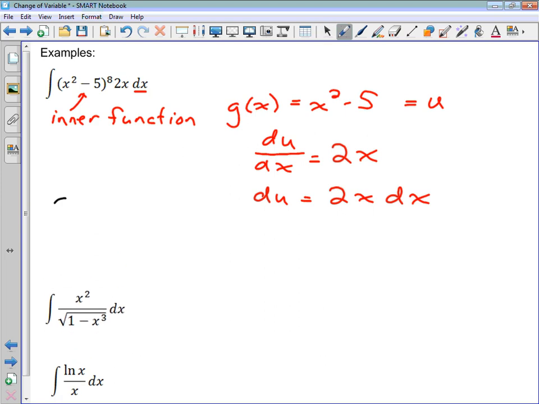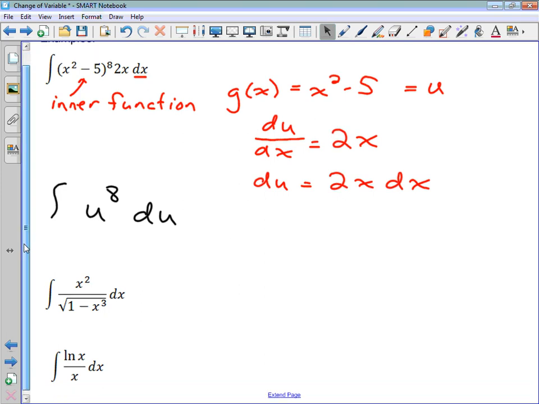So how can we change our integral here? Instead of x squared minus 5, we have a u. So x squared minus 5 to the 8 becomes u to the 8. This whole thing, 2x times dx, becomes du. So now we have the integral of u to the 8th times du. So we've replaced this tricky integral with something that's more conceptually a little bit more simple.